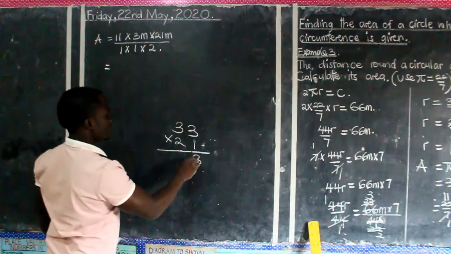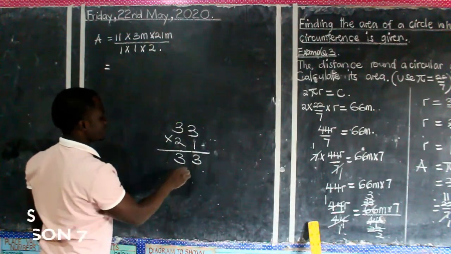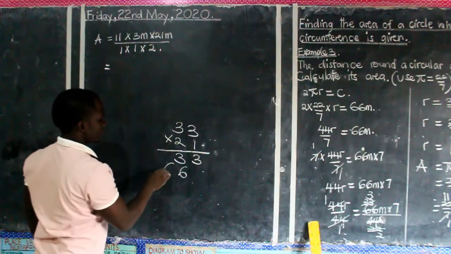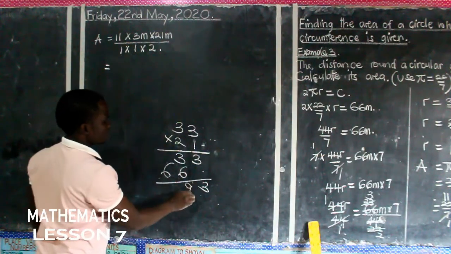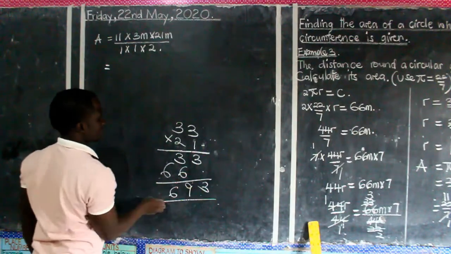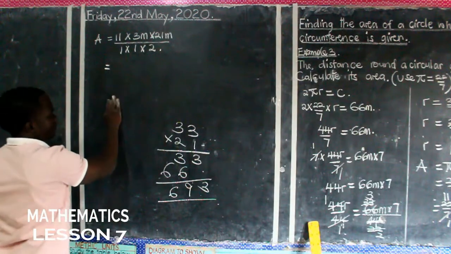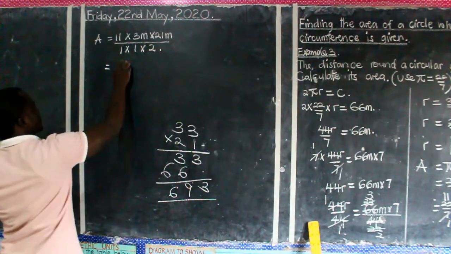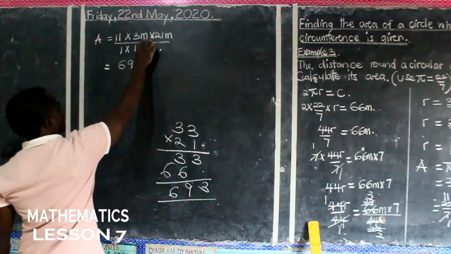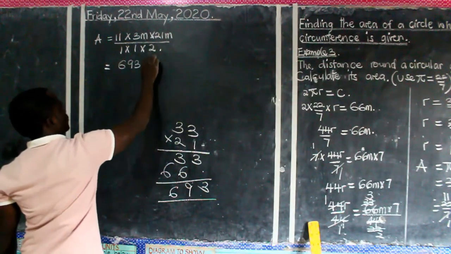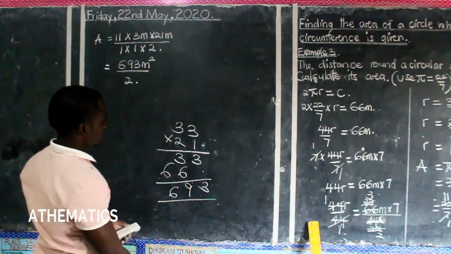1 times 3, 3. 1 times 3, 3. 1 times 2 times 3, 6. 2 times 3, 6. What do you get here? This is 3. That is 9. This is 6. Okay? So we shall have 693 meters times meters. We shall get square meters out of 2.